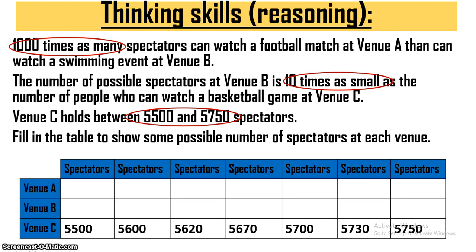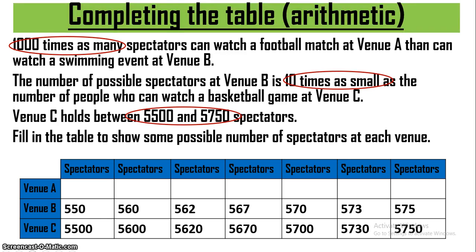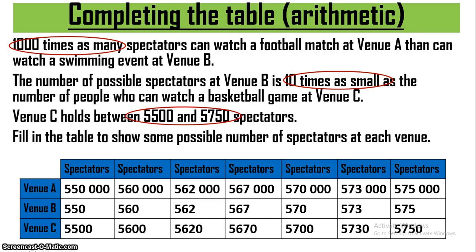From there, we can get that of B. We simply divide C by 10. So 5,500 divided by 10, 550. 5,600 divided by 10, 560. Just like that, you keep dividing by 10, and then you get the values for B, as you can see. Next is to get A. From B, we get A by multiplying by 1,000 from the first statement there. So here you have it. For A, you have 550,000, 560,000, 562,000, 567,000, up to 575,000.